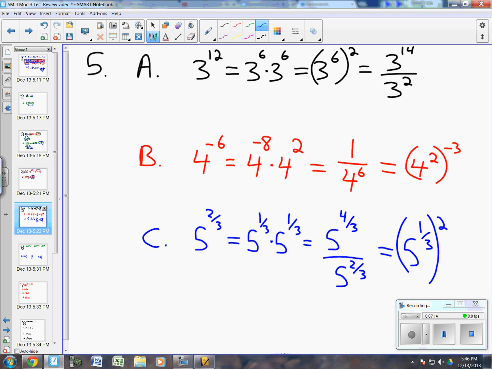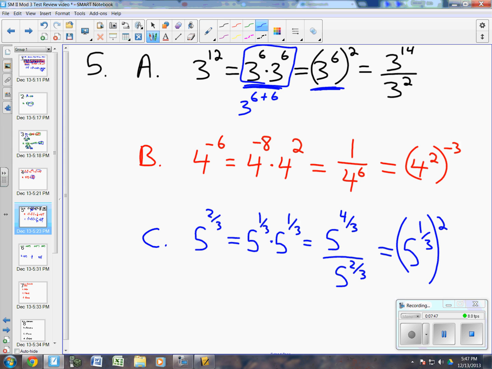Number 5. Number 5 asks you to provide 3 other equivalent forms of the exponential expression. So we have 3 to the 12th power. Well, it wanted us to use this rule right here, that if the bases are the same, you're multiplying, you add the exponents. So 3 to the 6th times 3 to the 6th is 3 to the 6th plus 6, which is the 3 to the 12th. So this is one form that we can use.